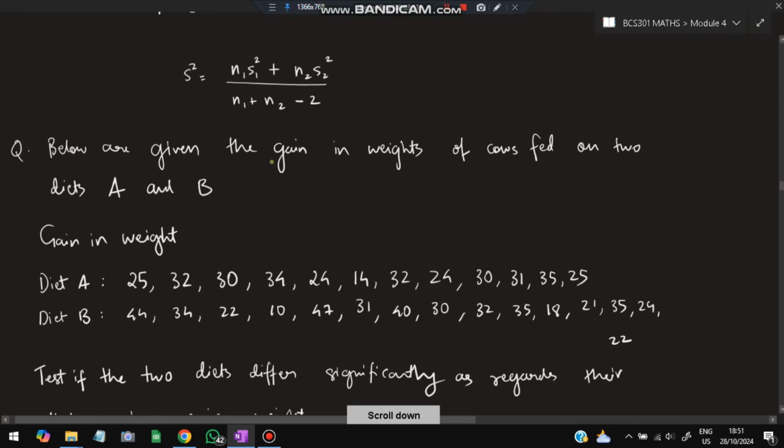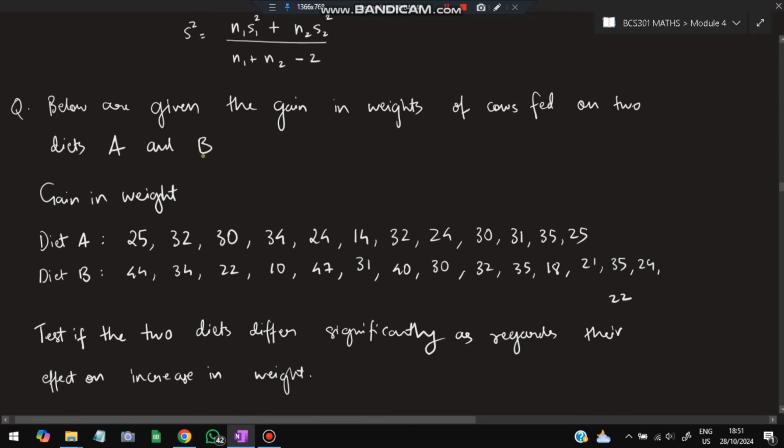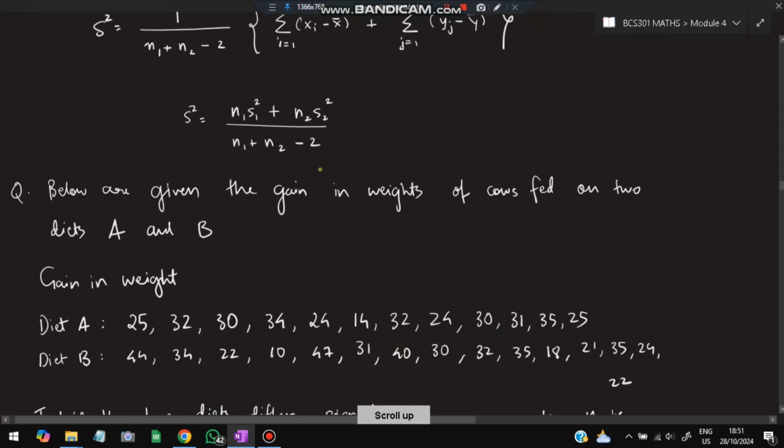Now see, below are given the gains in weights of cows fed on two diets, A and B. There were a number of cows, and some were given diet A and some diet B. Based on diet A and diet B, the gain in weight happened. For diet A this much in kg the cows gained in weight, and for diet B this much. The numbers can be different here: this is N1, this is N2. Since they have given the values here, we have to use this formula.